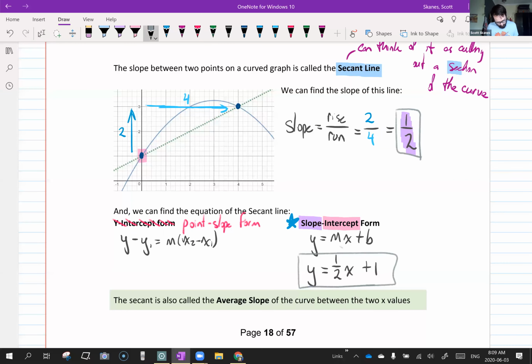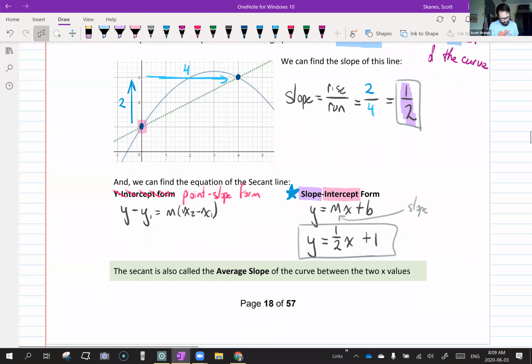M here, of course, is a slope. I'm getting to a point. So the secant's also called the average slope. So if a question says find the average slope, then you get the secant line. Let's do an example so you can see what I'm actually talking about.